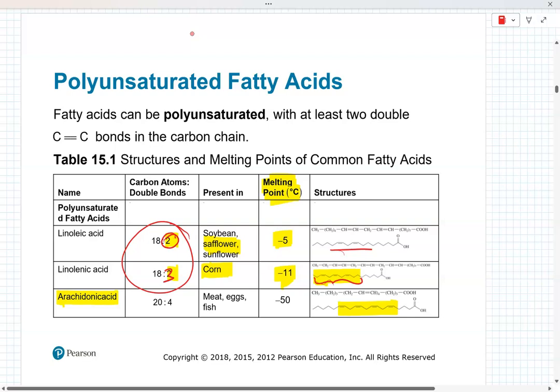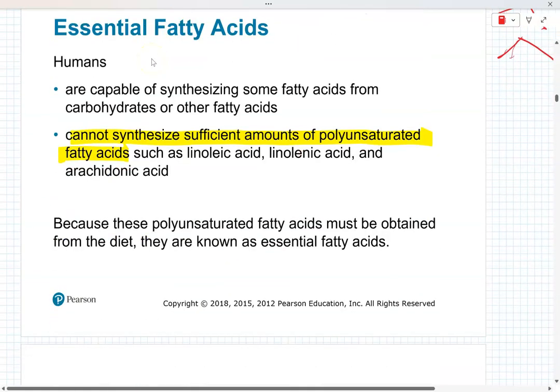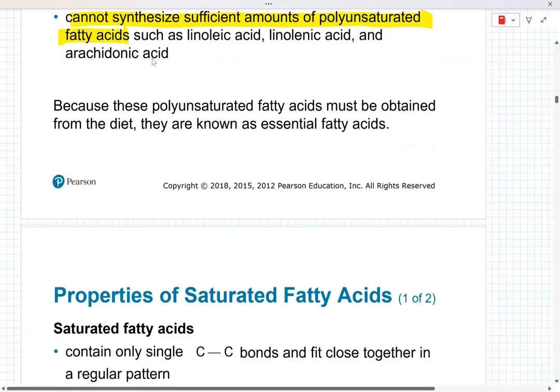So the more double bonds you have, the more weird the shape is, the harder it is to stack them, and the lower the melting point is going to be. Do you follow? But my point here is that we get those essential fatty acids to a large extent from plant oils, when we cook or add it to a salad or something else. It's not the only source, we'll get back to this.